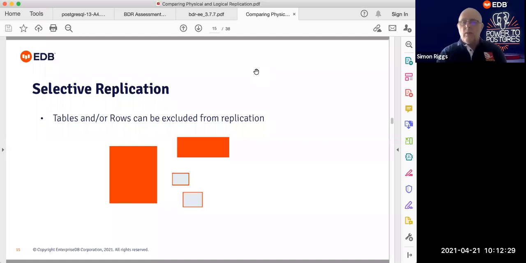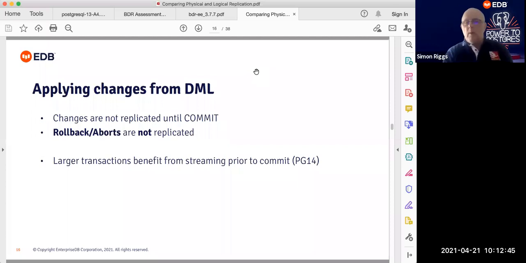Logical replication also allows you to do selective replication, where you can choose which tables or rows will be excluded from replication, which can obviously be very useful in certain circumstances. Now, when we apply changes from the origin, the changes when we do logical are not replicated until after the commit. That is useful because it means rollbacks and aborts are not replicated.